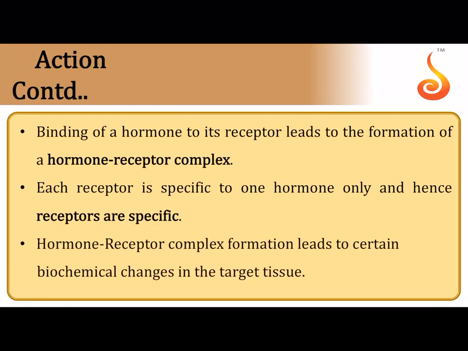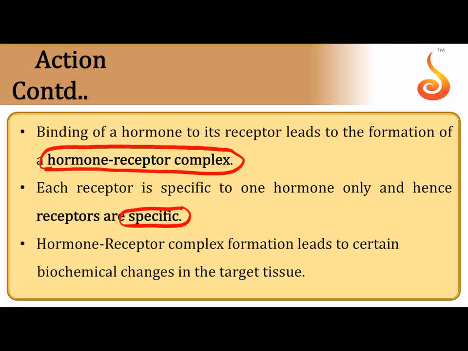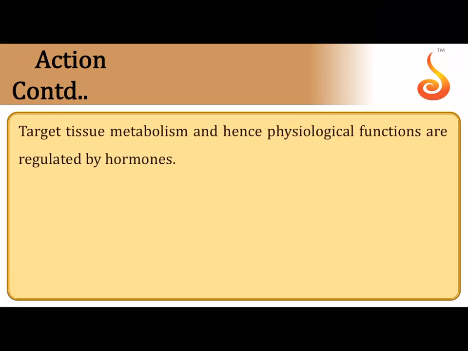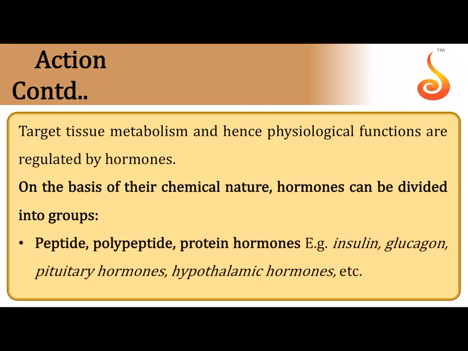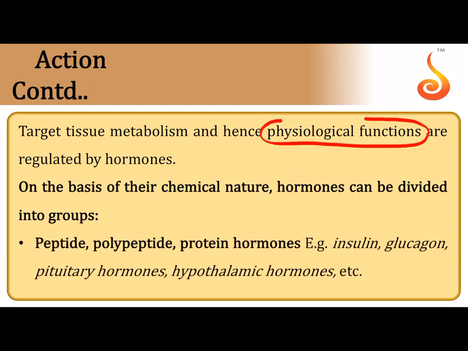Once the hormone goes and binds to the receptor, it forms a complex that is referred to as the hormone receptor complex, and the receptor is very specific to the particular hormone that it binds. And when the complex is formed, it will bring about certain biochemical and functional changes within the target cell. It is very important that once the hormone goes to its target cell, it has to form a hormone receptor complex by binding to the receptor.